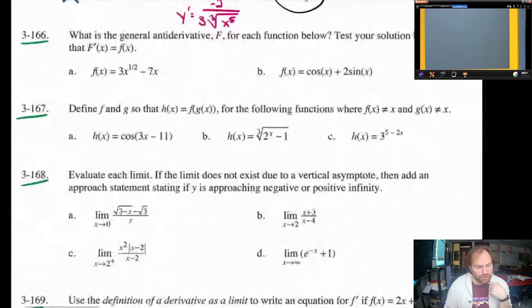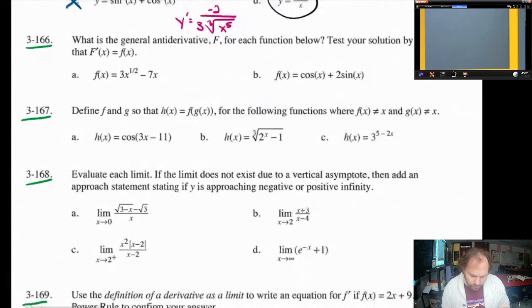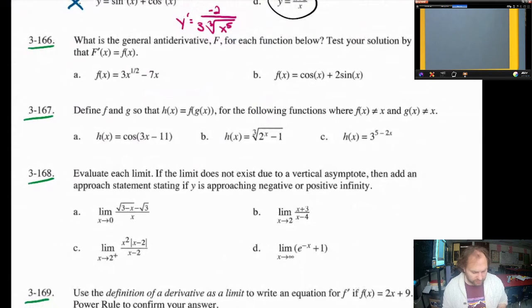3.166 is asking us for the general antiderivative for each function below. So again, we're going to think backwards with this. This is the original function, so we are looking for the capital F of x. So we're looking for the function whose derivative would be that original right there. So again, the best way to start this is to go up a degree. So x to the 1/2 power should become x to the 3/2 power when you add 1. So we're taking that 1/2 and we are going to increase it up to 3/2.